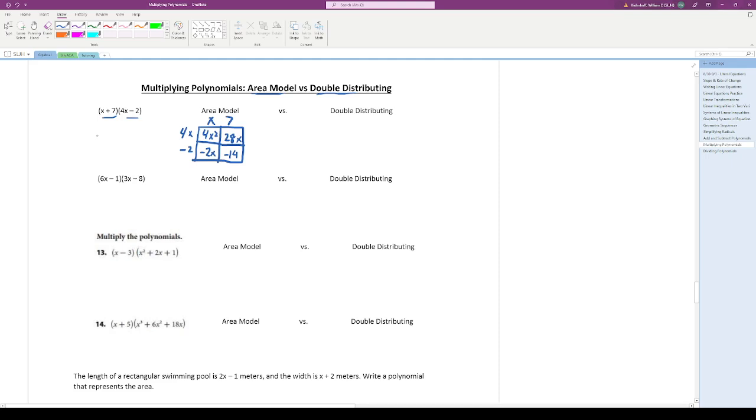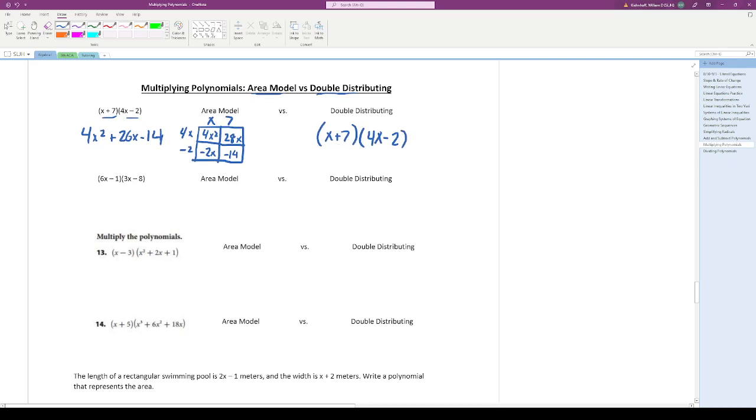Let's collect all those terms. We get 4x squared plus, we have 28x and minus 2x, so 26x, and then the minus 14. So that's how we can do that with the area model. Let's look at double distribution. So with that, we have x plus 7 times 4x minus 2.